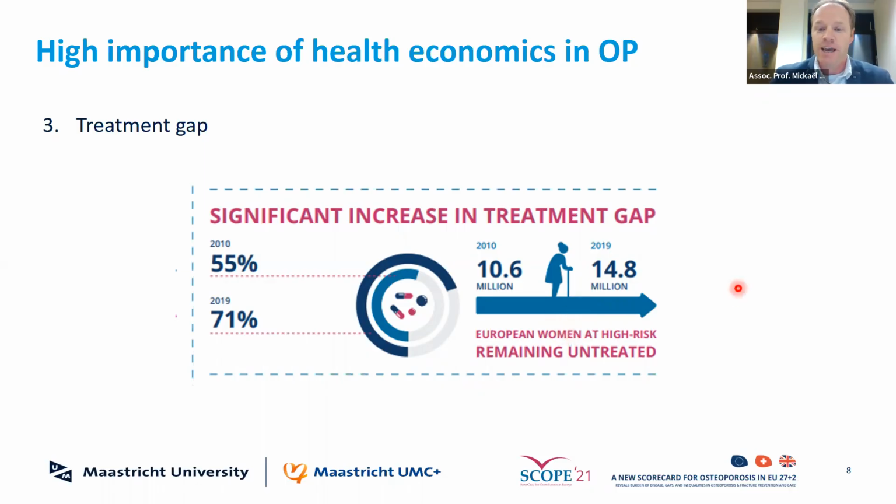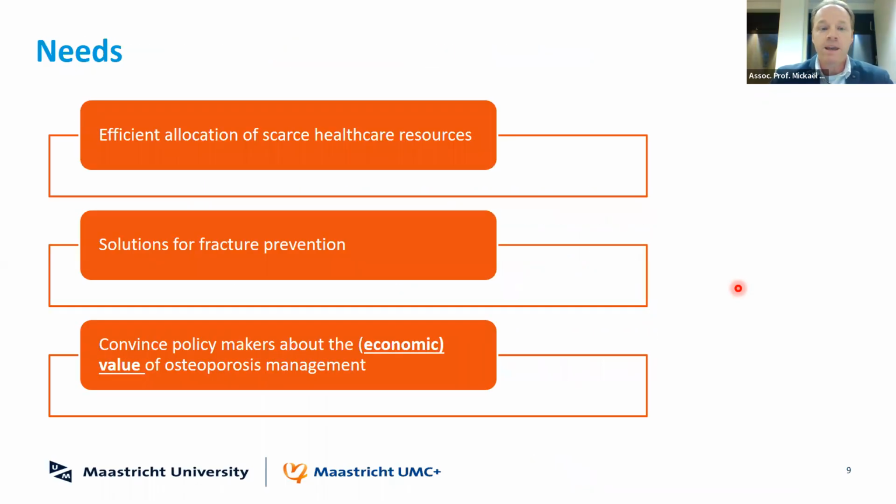So we really need solutions to improve the efficiency of resources in osteoporosis. Thus, we have some needs. We need to efficiently allocate scarce healthcare resources. We need solutions for fracture prevention to reduce the increasing burden of osteoporosis. And we need to convince policymakers about the value, and the economic value in particular, of osteoporosis management.